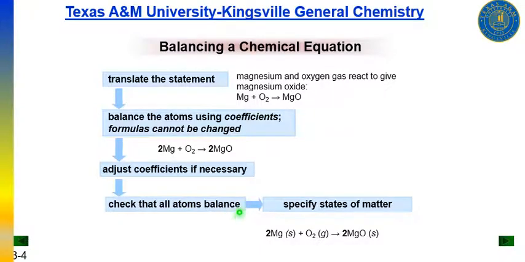The last step, you are going to specify the states of matter. Your magnesium is solid, oxygen is gas, and magnesium oxide is also a solid. Those are the 5 different steps for us to balance a chemical equation.